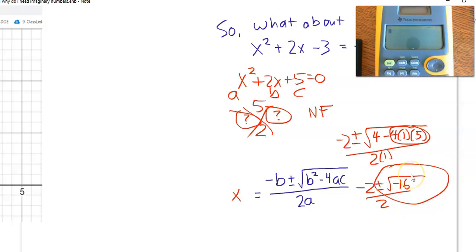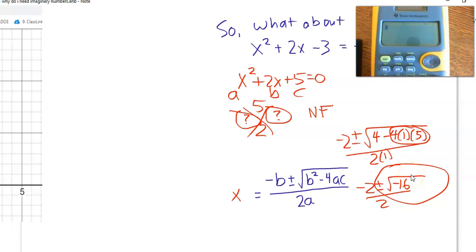That's what I got the calculator up here for. And I'm going to go, let me find the square root of negative 16, and domain error. Okay, so it won't do it. The calculator will not do it. You cannot get a square root of a negative number, and that's the purpose for imaginary numbers, is trying to get a negative out of a square root.